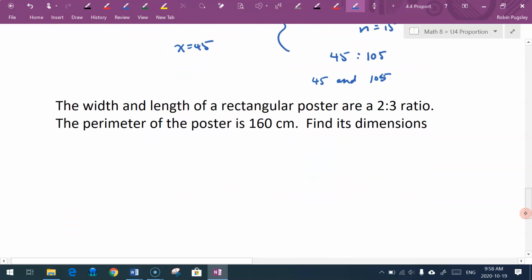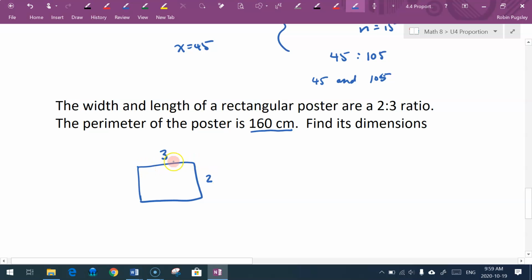The width and length of a rectangular poster is 2 to 3. So 2 would be the width as compared to 3 to be the length. The perimeter, the sum of the outside edges, is 160. Please be careful with perimeter. Perimeter is twice the length plus twice the width, right? Or width, I said it backwards. Twice the width plus twice the length.